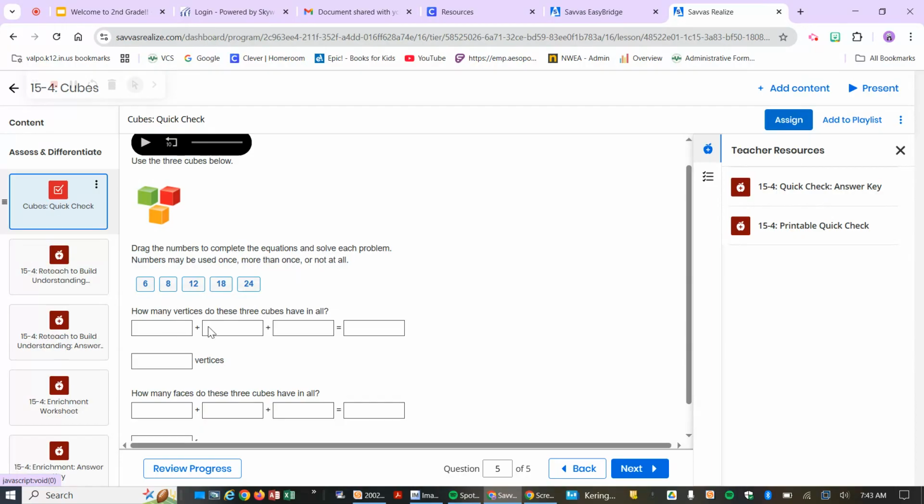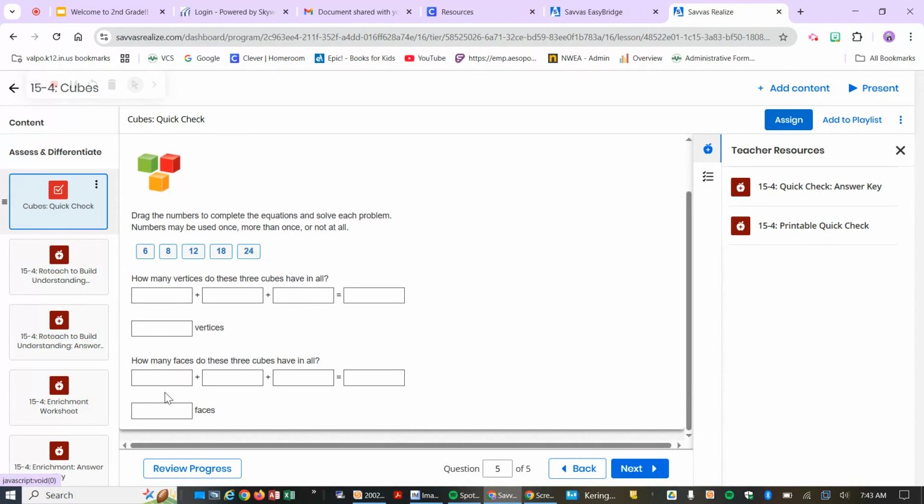How many vertices do these cubes have in all? Well, we know that a cube has 8 vertices, so we would say 8 for the first cube, 8 for the second cube, 8 for the third cube equals blank. Your answer goes here. How many faces do these cubes have in all? Well, we know 1 cube has 6 faces, 6 for the first cube, 6 for the second cube, 6 for the third cube. Your answer goes here. This is not too tricky. Take your time and do your best.